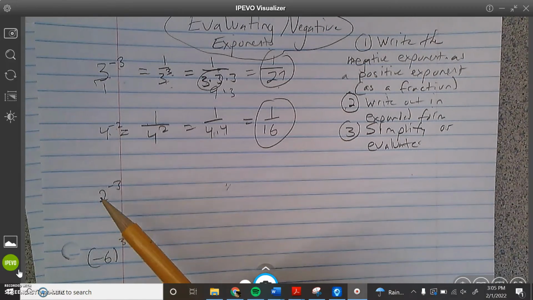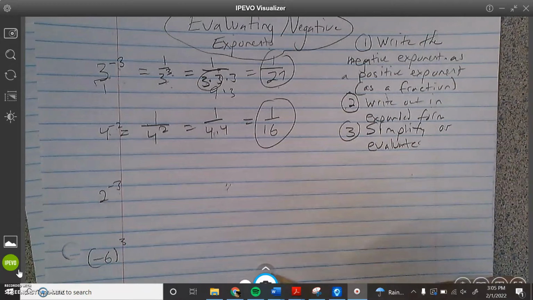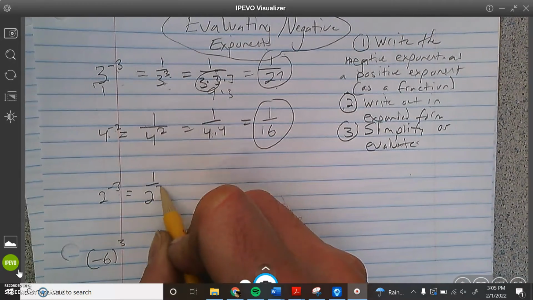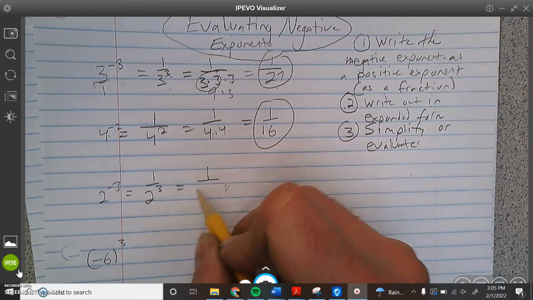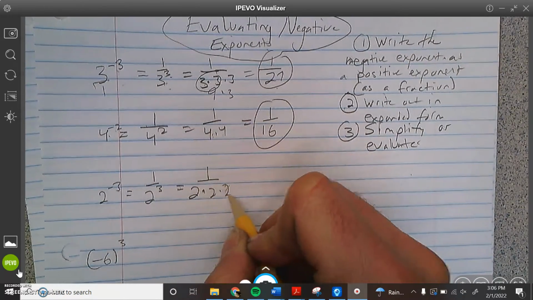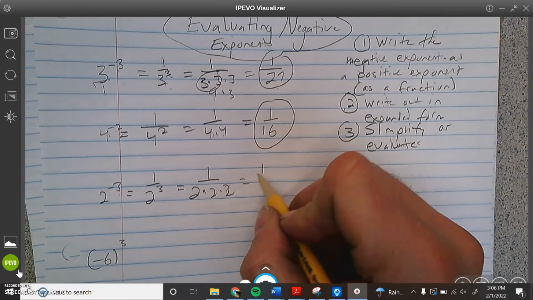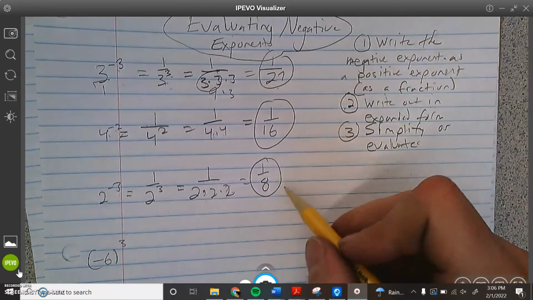All right, your turn. Try 2 to the negative 3. Right now, go. Ooh. All right, let's try it. So write as a positive exponent. Bam. All right. Expanded form. 2 times 2 times 2 is 4 times 2, which is 8, so 1/8. If you got that, put a check.